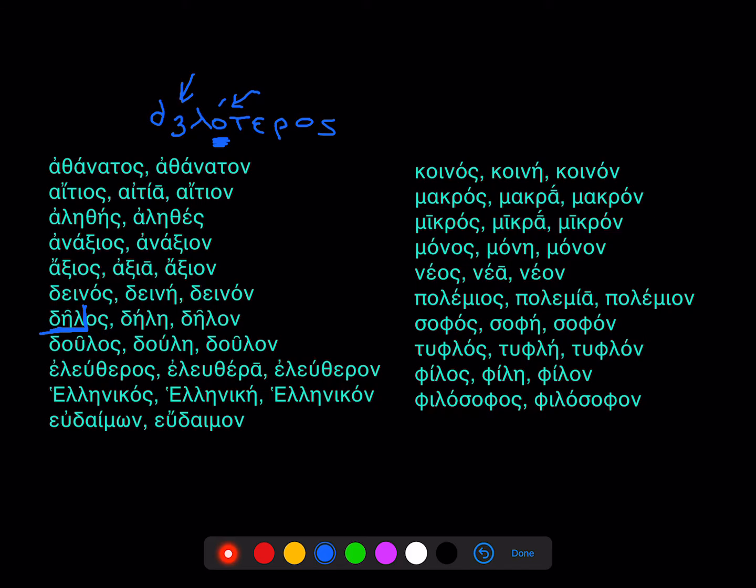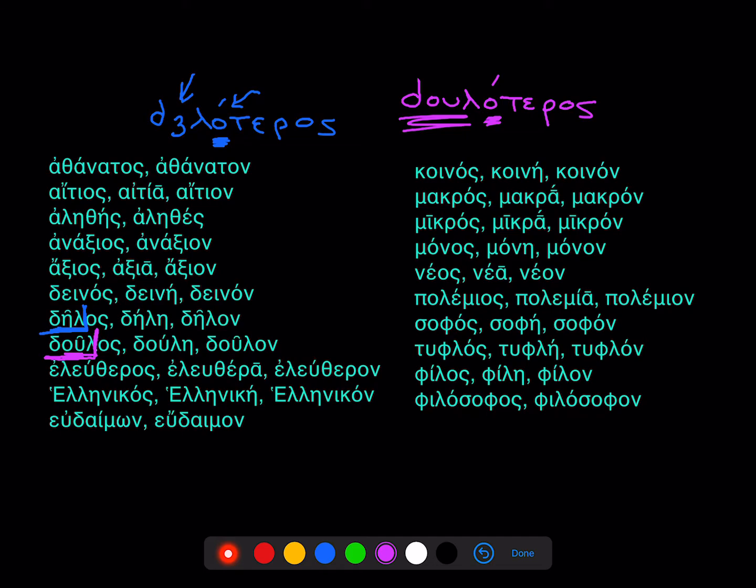If it contains a diphthong, it's going to be long. So the next example can be doulos, doule, doulon, enslaved. There's our stem. It contains a diphthong. Two vowels pronounced as the same syllable. So again, that's a long syllable. So douloteros. Okay, so this syllable's long, so we use the short vowel.